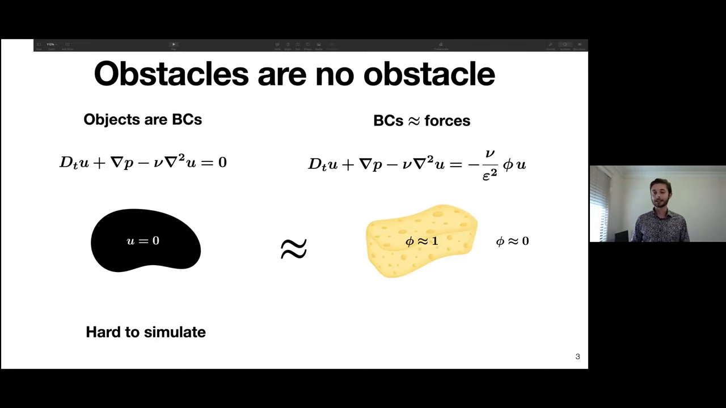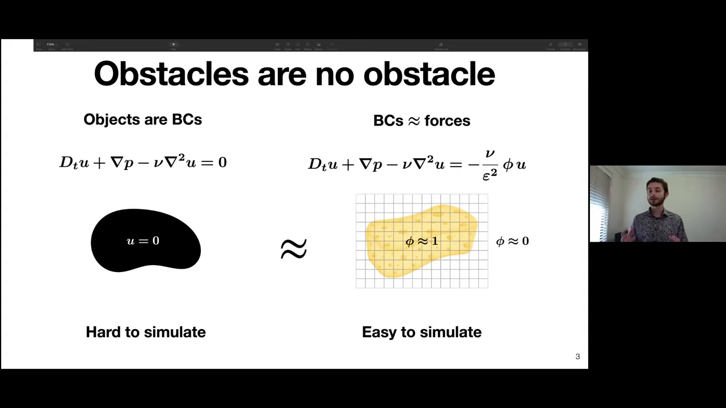The nice thing about getting rid of this boundary condition and replacing it with a force term is that it's easy to put these forces into a code that doesn't have to align with the boundaries. So it makes it easy to simulate. And there's also some physical motivation behind this method. Basically, what we're doing is replacing a solid object by a porous medium.